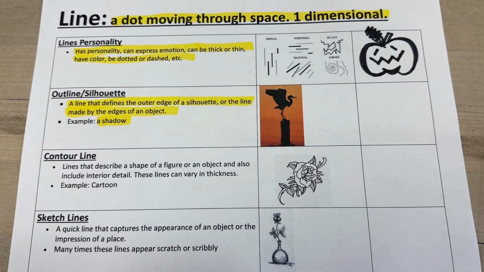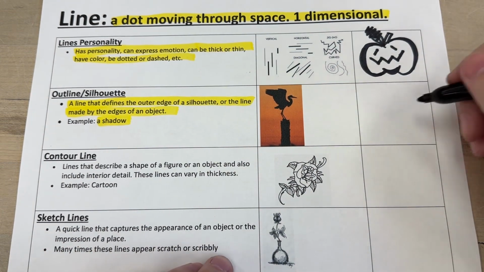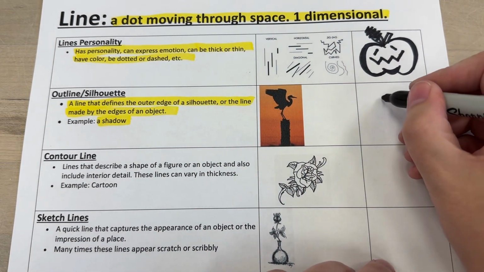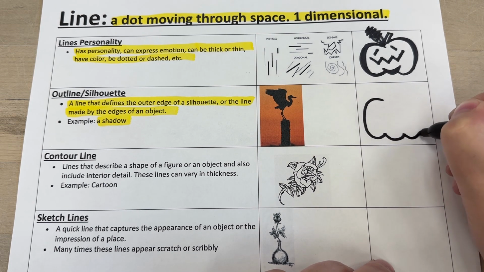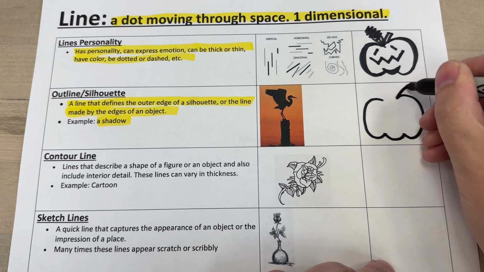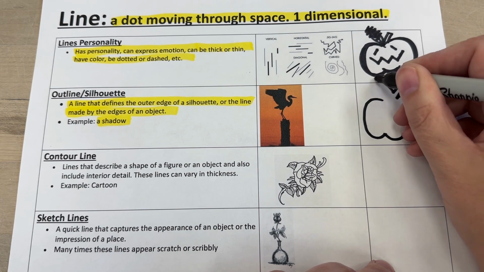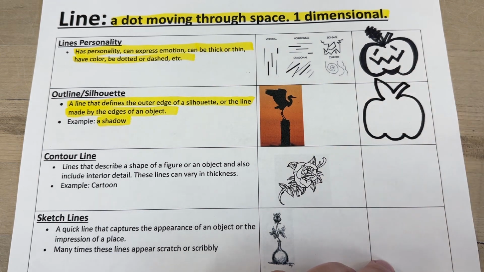Now an outline, if I was going to do the apple, so the outline of an apple means that it doesn't have any interior details at all. So it might look like this, okay, if I was doing an apple.